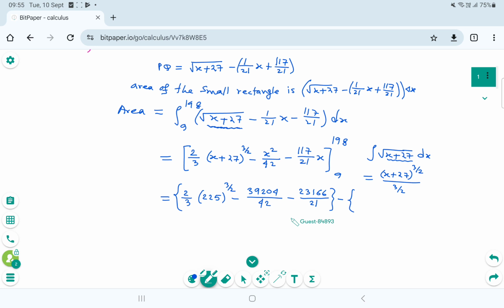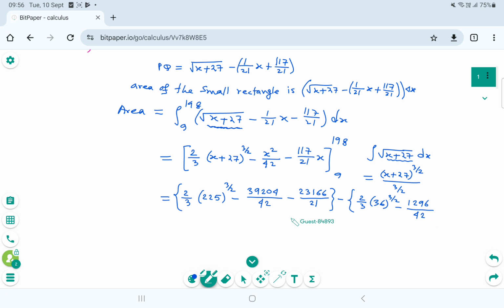27 plus 9. Great, that is also good. 36 we are getting. So now 6 to the power of 3, we can just write, 216.